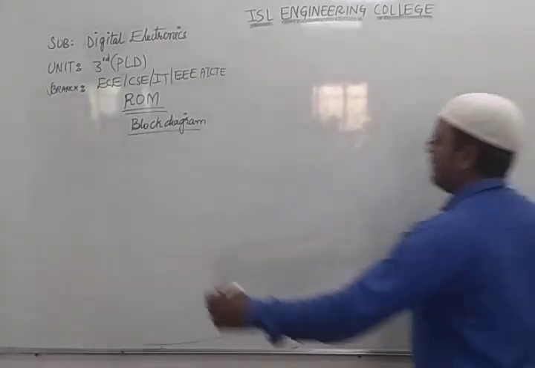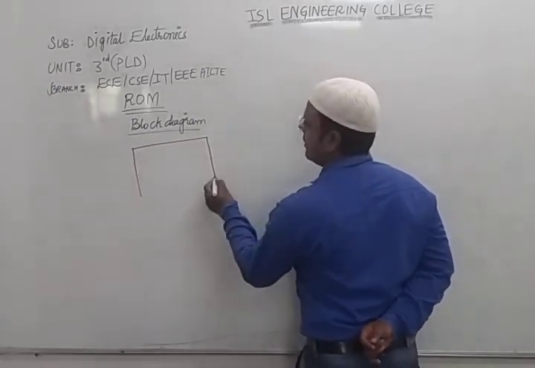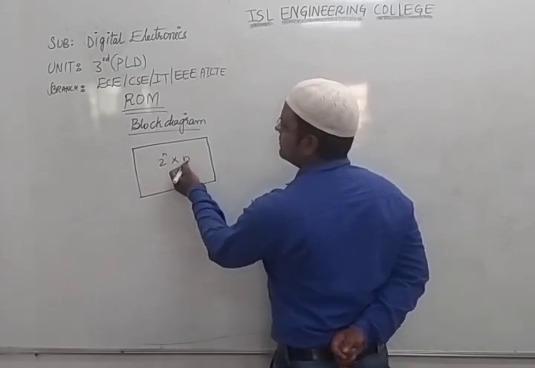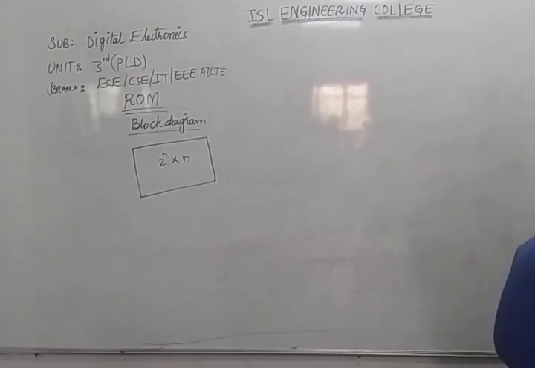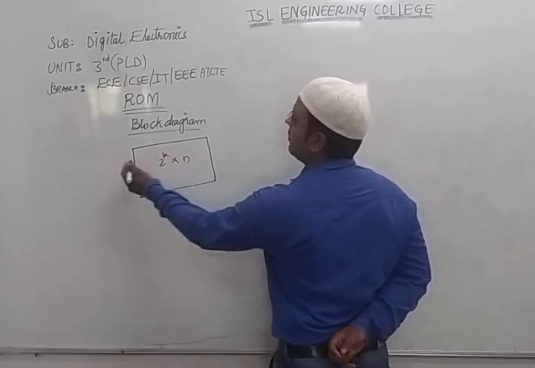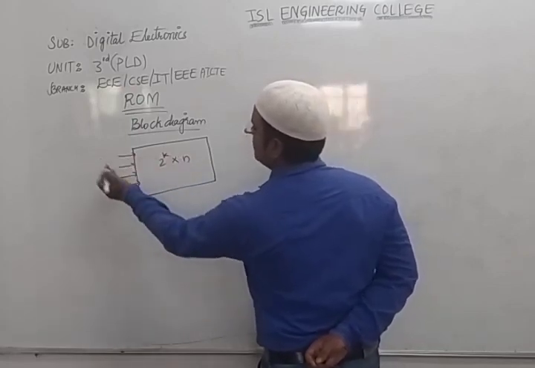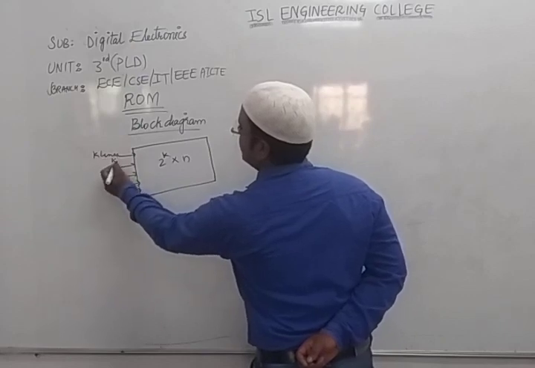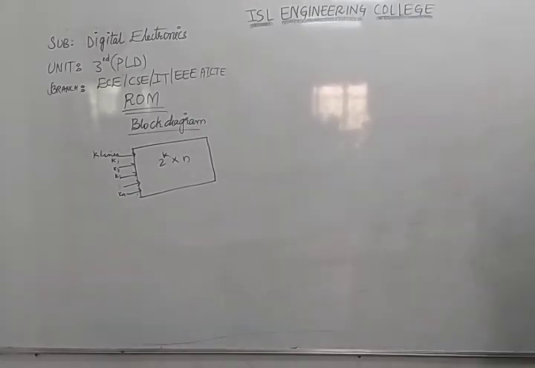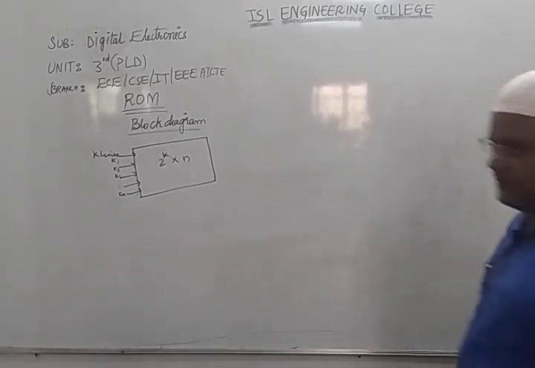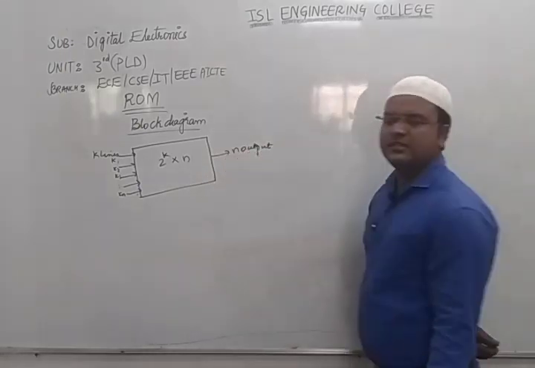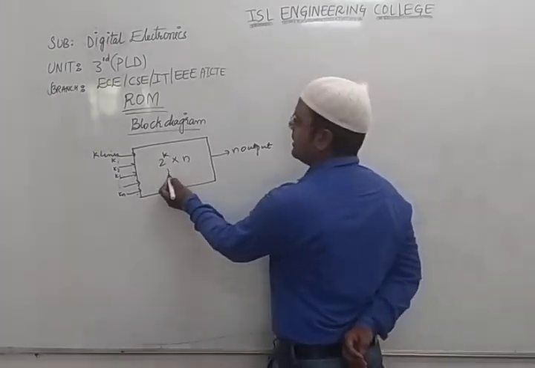So in that, I am taking one block. What is the input combination I am taking? Suppose I am considering 2 power k into n. So this is nothing but my combination of inputs. Here I am taking some other variable k, not n. This is the kth combination. K number of lines is coming over here. Suppose these are your k1, k2, k3, and so on. So these are your input lines, and n is nothing but the number of outputs. So n indicates output data. Based upon this, we are going to design the ROM.